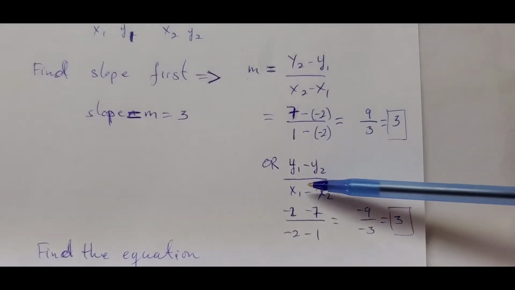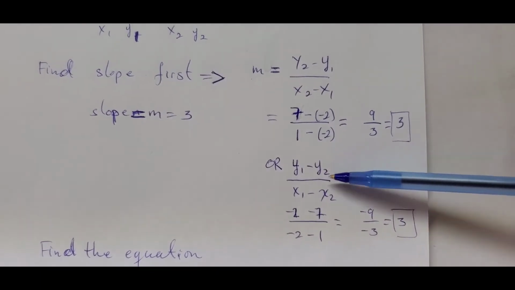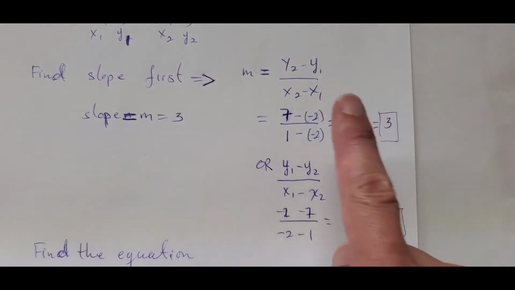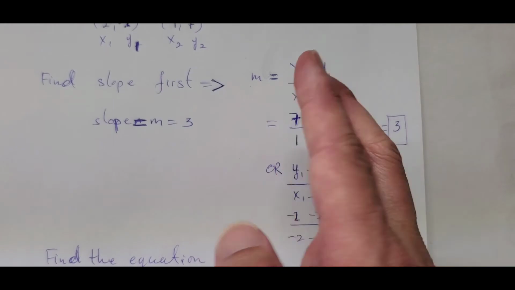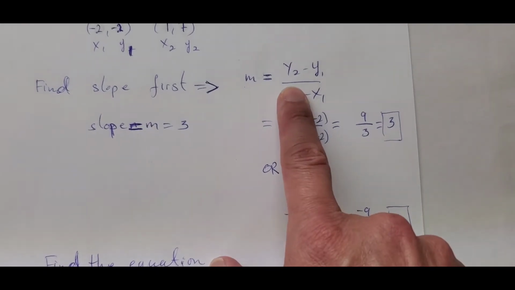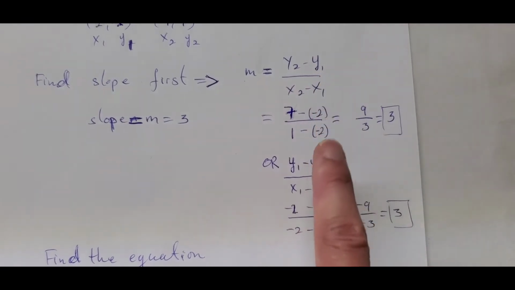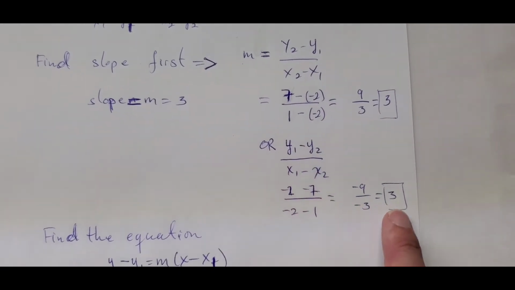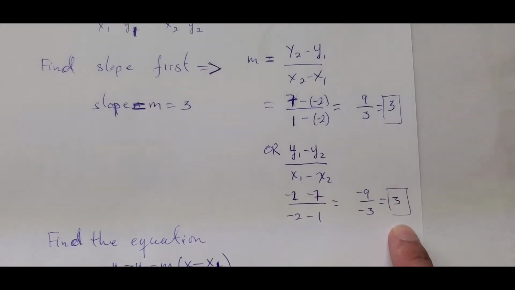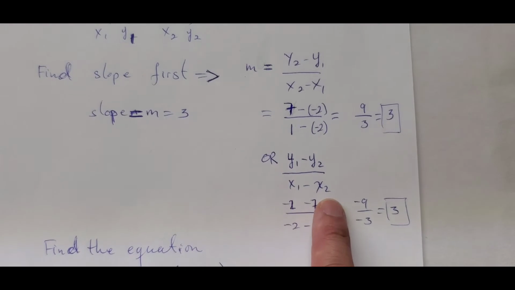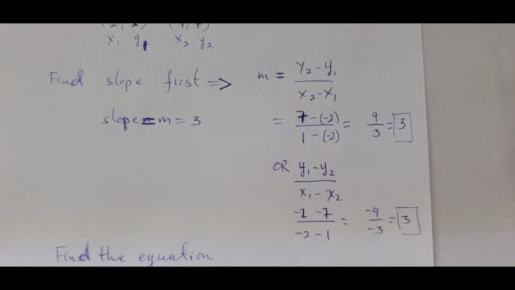Now here is still the same: y on top, x on the bottom. The only thing I did was switch these two around. So it's still the same thing. As you can see, y2 minus y1 here, and down here is y1 minus y2. It still comes out to the same answer. If you switch them around like that, make sure you do it to both. Don't do it to the top only.